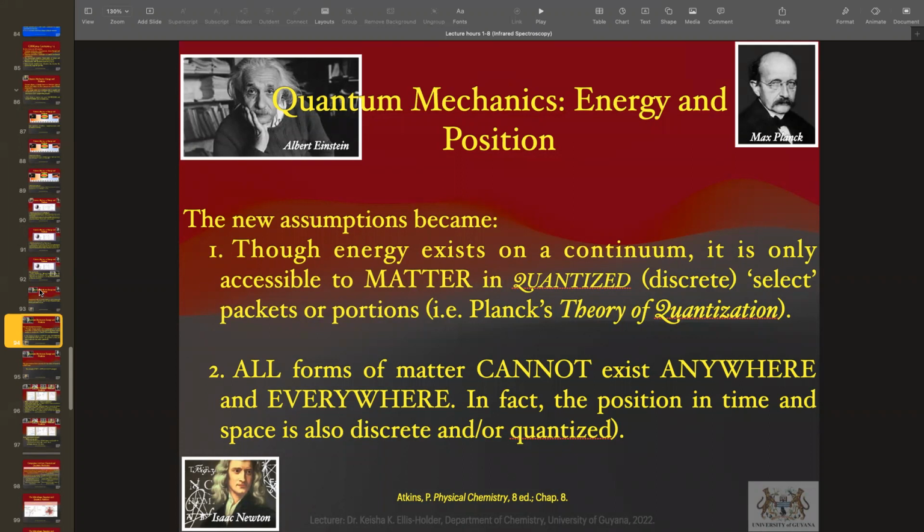The second assumption would actually build on the first, which is that if energy in its interaction with matter only did so in a quantized way, it would then limit the position possibilities of the very matter itself. It would therefore mean that an object would not be able to exist any and everywhere, because wherever it is located is dependent on the energy that it is able to access. The two go hand in hand. They're not one and the same, but you cannot have one without the other. You cannot have position without energy, and you cannot have energy without position. And so you know that there are two conservation concepts that you're familiar with. One, matter cannot be created nor destroyed.